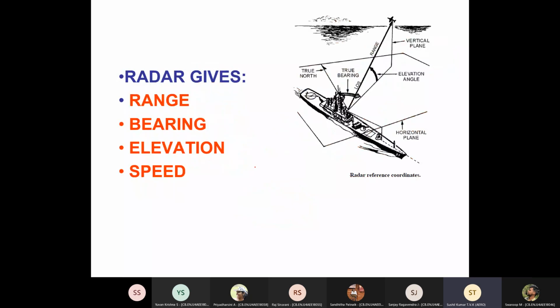So, as I said, the primary things are range, bearing, elevation in case of height finding radar, and speed in case of a few radars like continuous wave radars, which we'll discuss later. So this gives a three-dimensional reference. Like you have the north here, and whatever is the bearing that comes from the antenna axis, it's going to give the range. What you are going to get is the slant range.